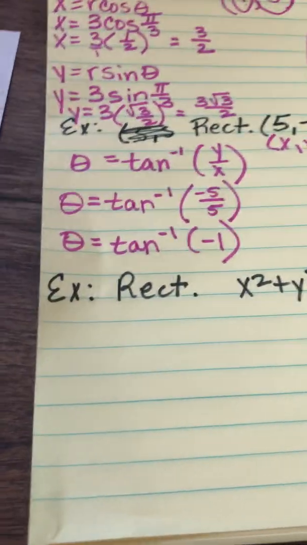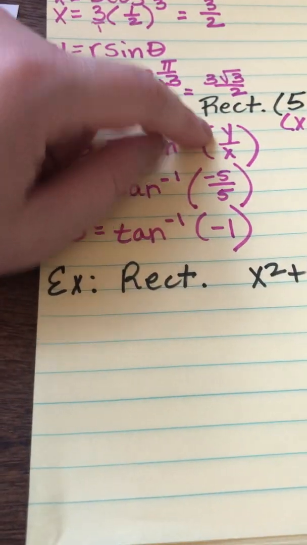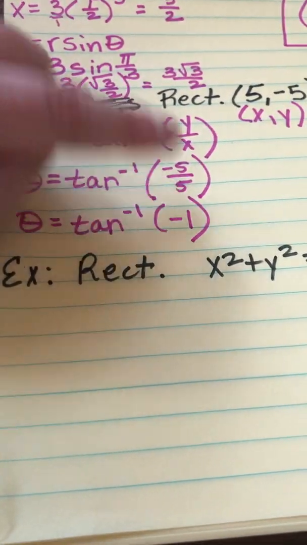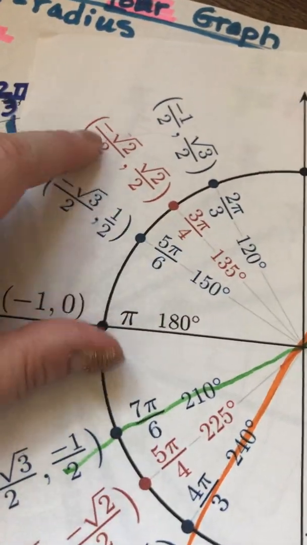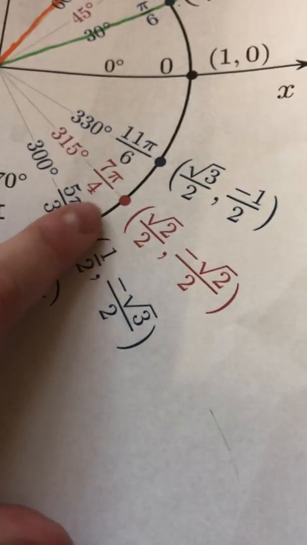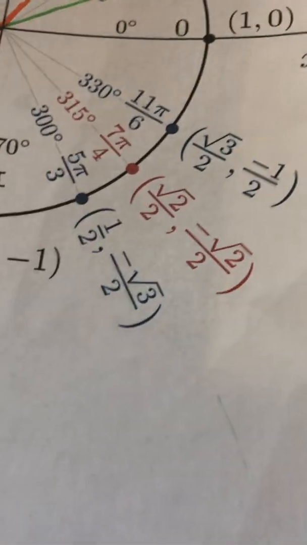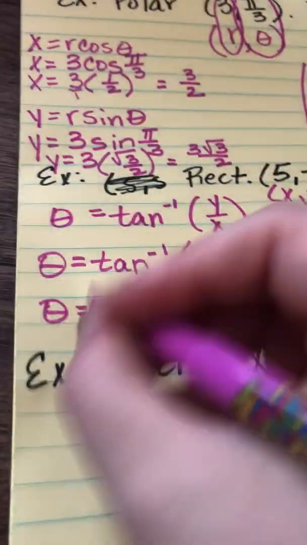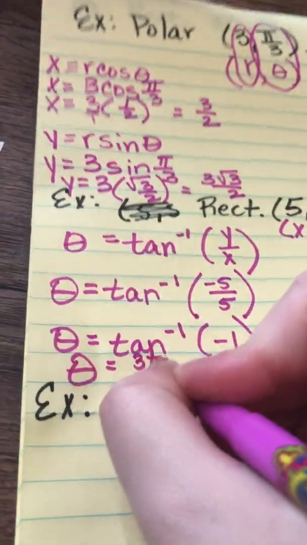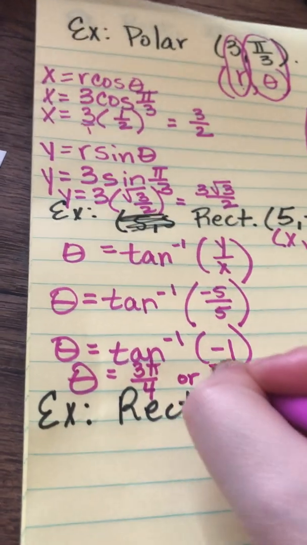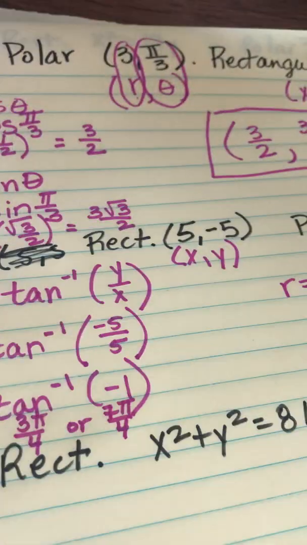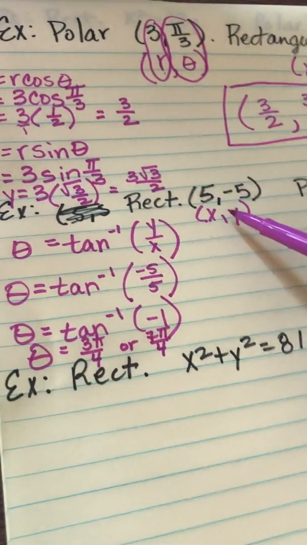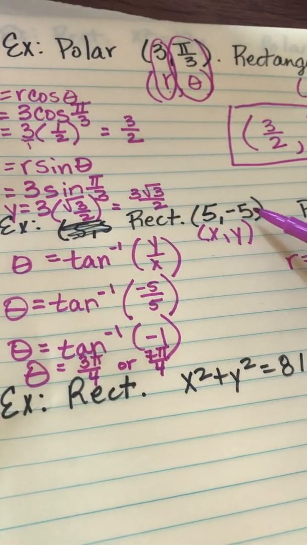Okay, then you look on your unit circle, and remember, tangent is y over x. So when is y divided by x -1? Well, the numbers have to be the same, but one has to be a different sign. So either 3 pi over 4, numbers are the same, one's a different sign, or 7 pi over 4, numbers are the same, one has a different sign. So let me write down both the possibilities. Theta equals 3 pi over 4 or 7 pi over 4. Okay, we're going to decide which one this is right now. On a rectangular coordinate plane, my point is 5, -5.